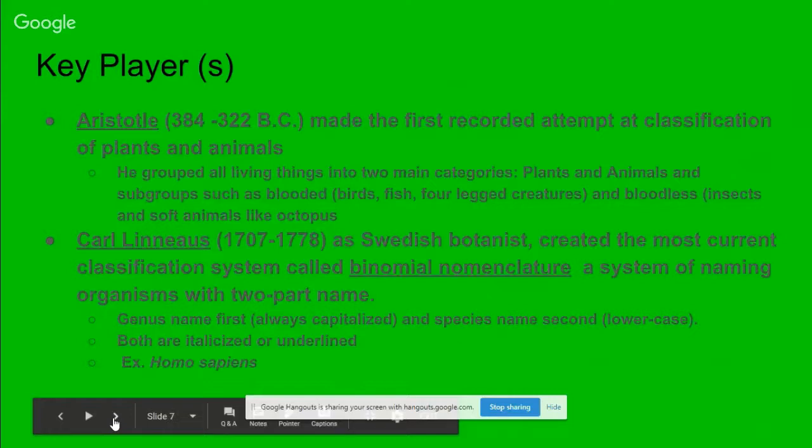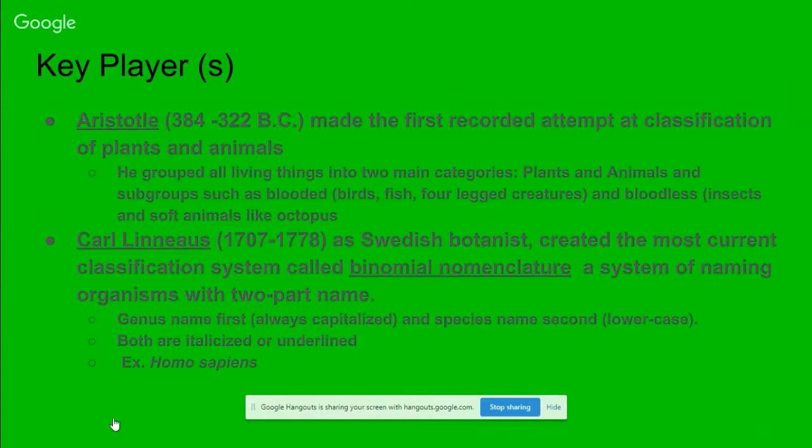So some key players in the whole taxonomy and naming game was Aristotle. So he made the first recorded attempt at classification of plants and animals. And he grouped them in 2 main categories, plants and animals. And he also broke that down into blooded and bloodless. So blooded, he considered such animals such as birds, fish, 4-legged creatures. Bloodless were more like insects or soft animals like octopus.